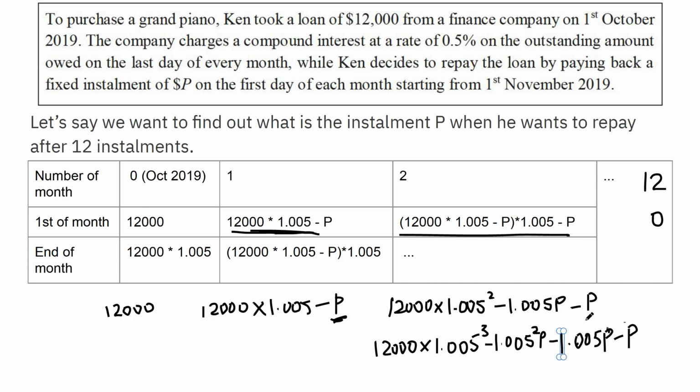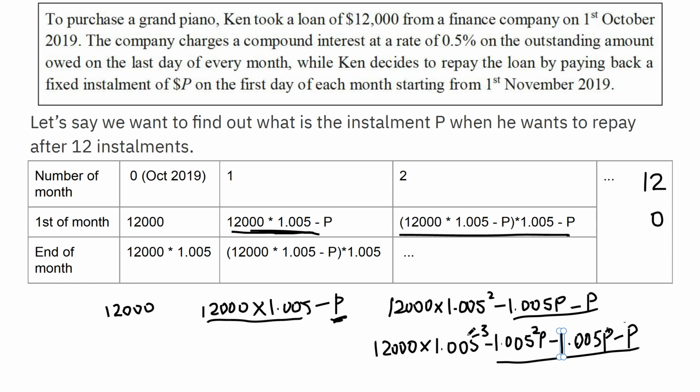We start with P, then now we have 1.005 P, and then now we have 1.005 squared P, 1.005 P and P. So it seems like every single time we are adding a term containing P with a power of 1.005 that is 1 power higher than before. And as for the part in front, the power for 1.005 just keeps increasing from 1 to 2 to 3, and so on and so forth. So we can deduce some kind of pattern over here, right?